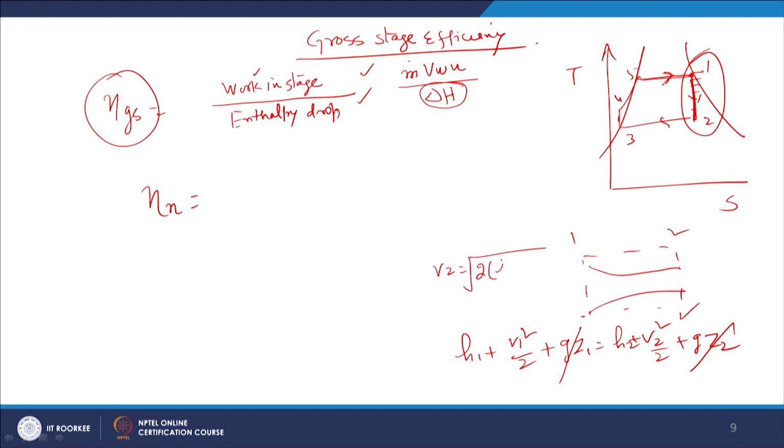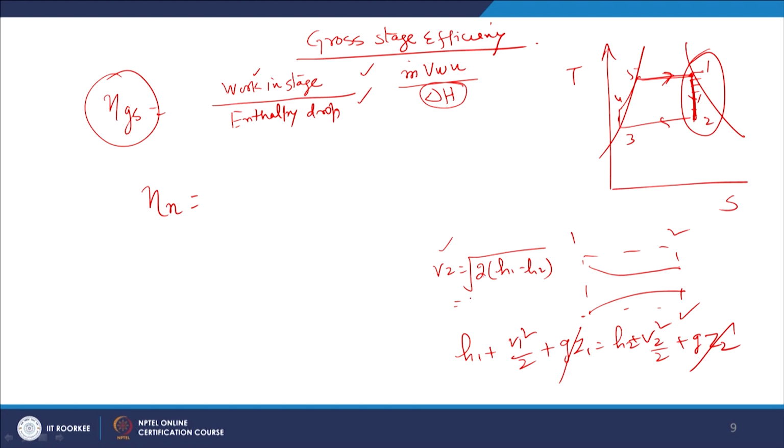So V2 we get is under root 2 (h1 minus h2). And while doing calculations, this is a normal mistake by the students. They take enthalpy in kilojoules, and then they multiply the difference by 2 under root. It should not be like this, because velocity is in meter per second. So if you take enthalpy in joules, only then you will get the correct answer.